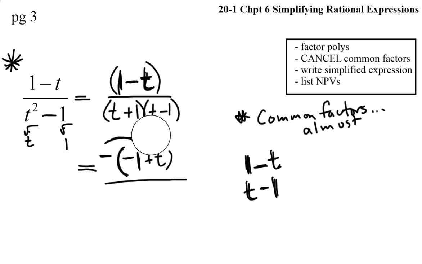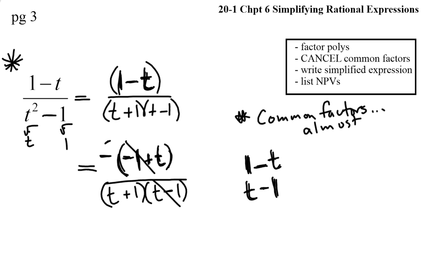But by putting that negative in there, I've just given myself a different form, because now with this t plus 1, t minus 1, oh, t minus 1 is like a t and a negative 1. There's common factors, and we can cancel those out. And once they're canceled out, what are we left with? Well, all we have up top is a negative, so that would be a negative 1 over t plus 1. There's our simplified form, but we still need the NPVs.